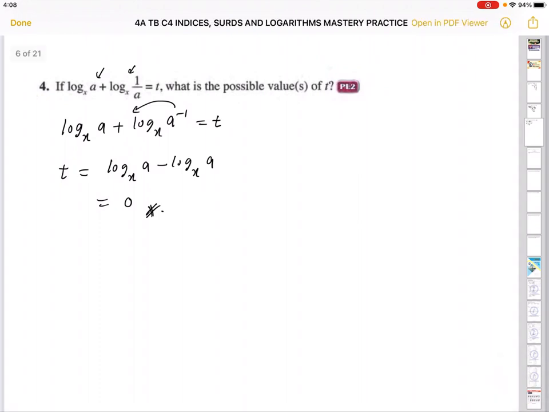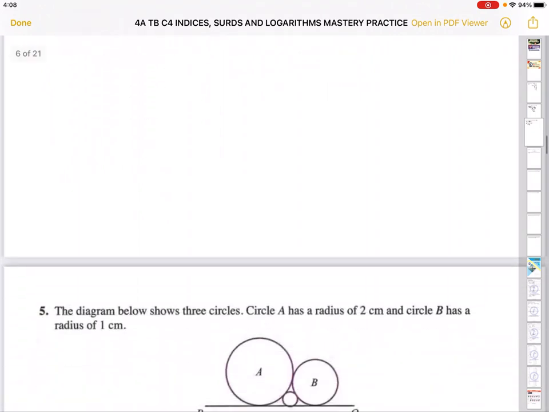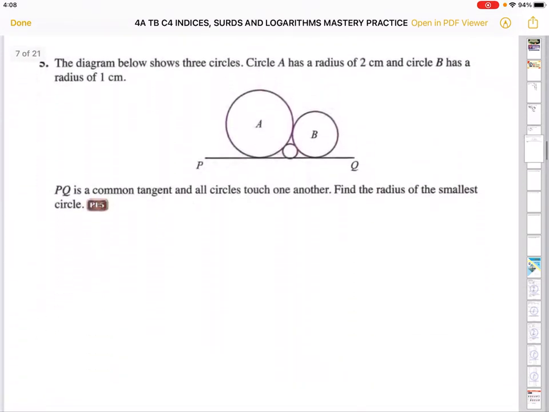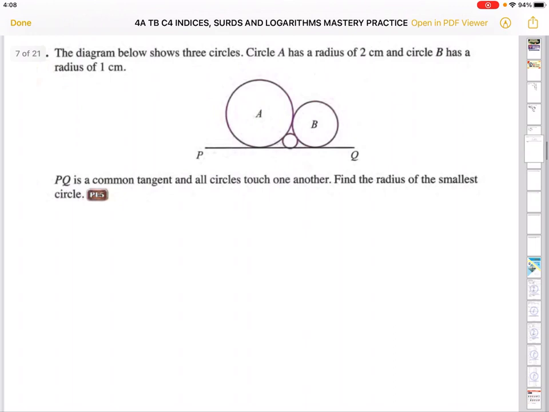Alright, now probably the most difficult question I would say in this mastery practice will be question number 5 here. We are given 3 circles that touch each other here, and you're supposed to find the radius of the smaller circle, given that PQ is a common tangent. Number 1, you learn this in your Form 3 that when this line is a tangent, it must be perpendicular to the center of the circle, right? So in fact, it's perpendicular to all 3 centers of the circle.